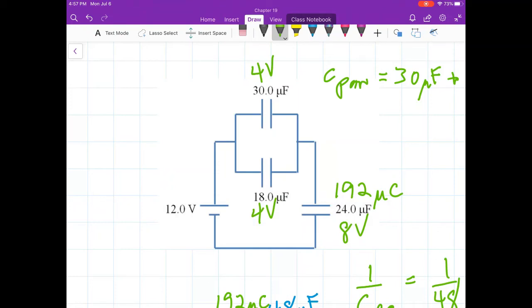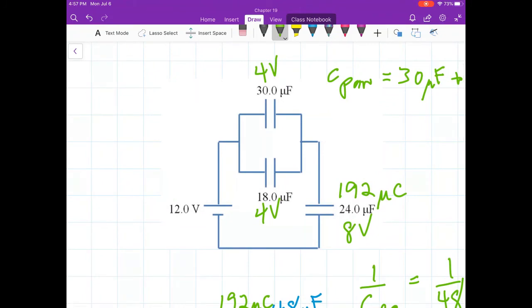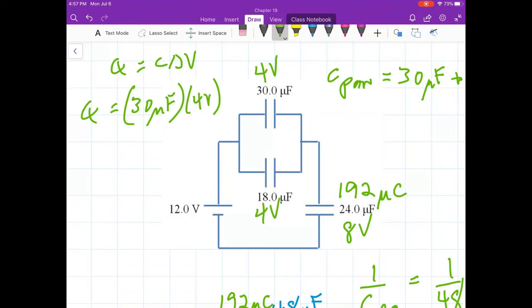Now, how do I get the charge? Well, remember, the equation is straightforward. The equation for the capacitor, Q equals C delta V. So the 30 microfarad, let's say C is 30 microfarad and delta V is 4 volts. So the charge, 4 times 30 is 120.